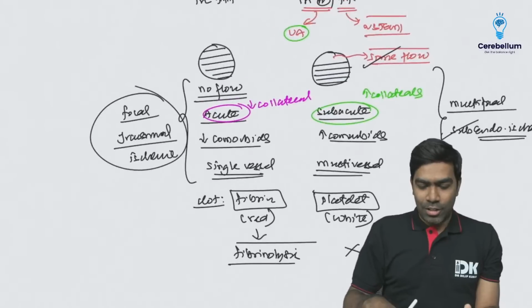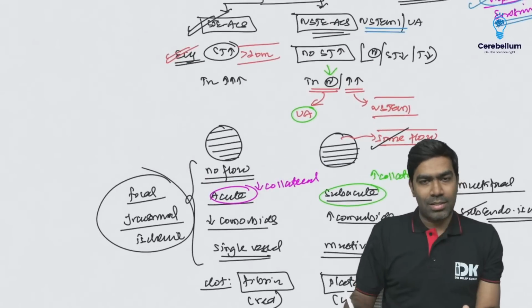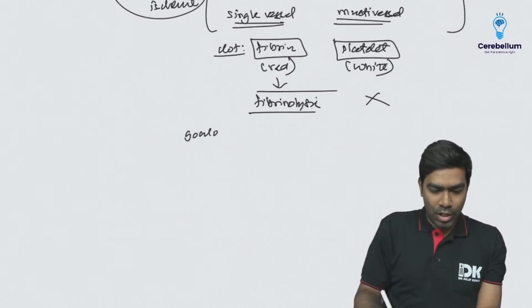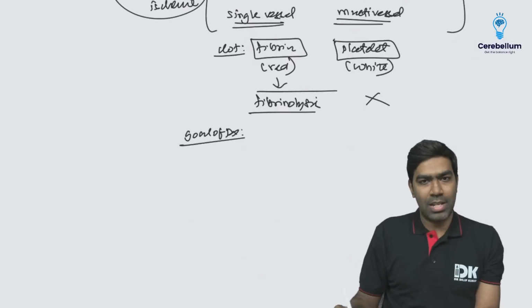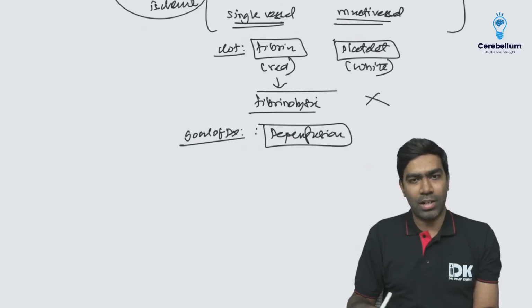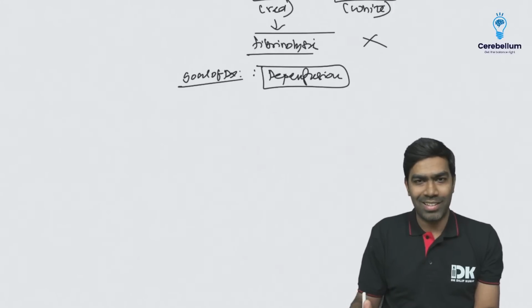Right? So what will be the goal in ST-ACS? The goal in STEMI, the goal of therapy. So what is the goal of therapy? The goal of therapy in patients with STEMI is reperfusion. That's all, because you have to open up the vessel. The vessel is completely gone. It's completely blocked. It's occluded. You have to reperfuse, reopen the vessel.